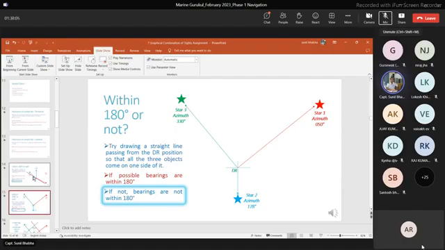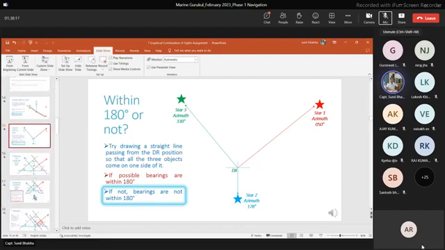Okay, so this is something that people sometimes say is complicated, so just pay your attention here. So first we are going into bearings not contained within 180. So let us see that.